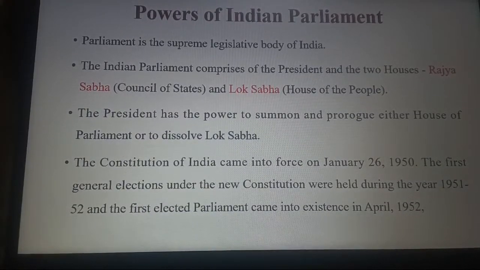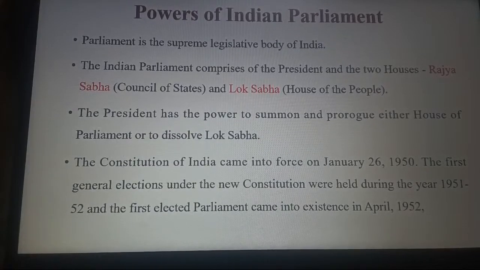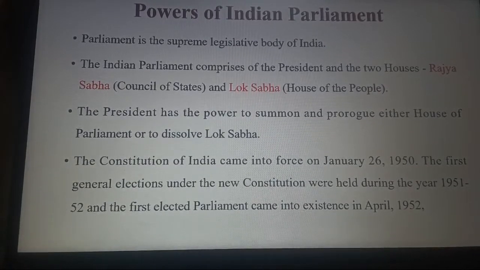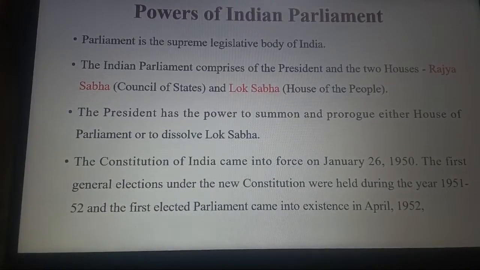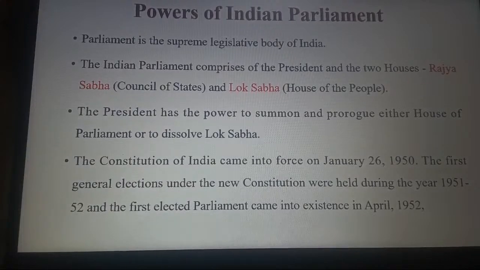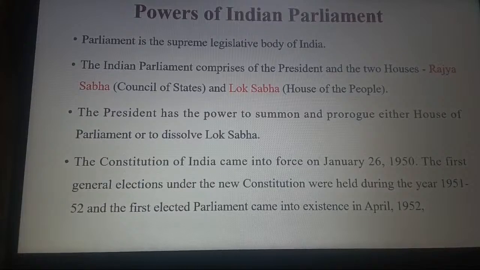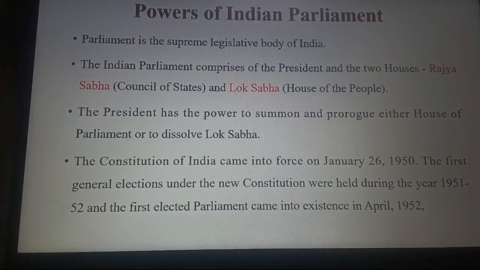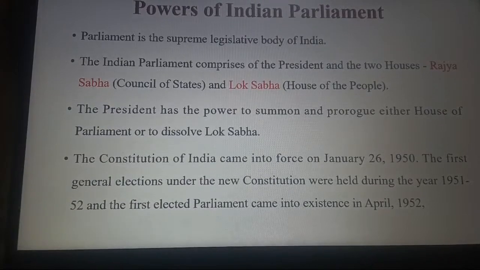The Constitution of India came into force on January 26, 1950. The first general elections under the new constitution were held during the year 1951 to 1952, and the first elected parliament came into existence in April 1952.